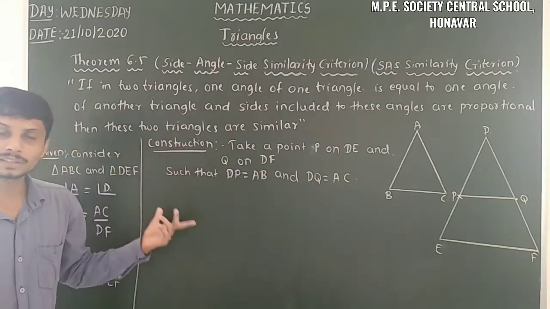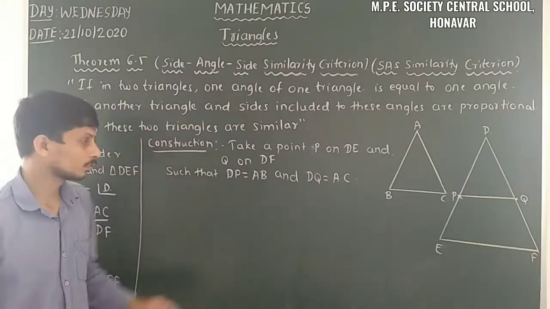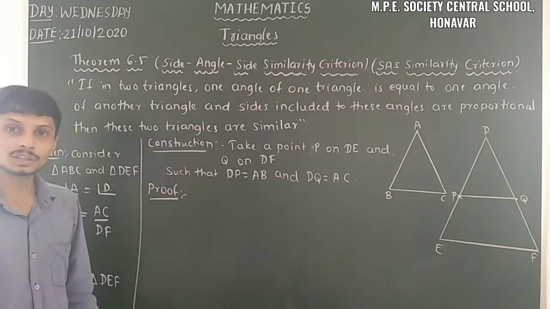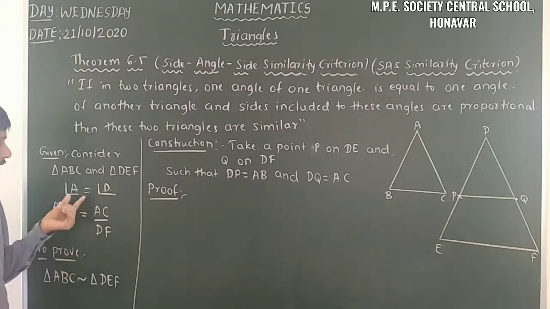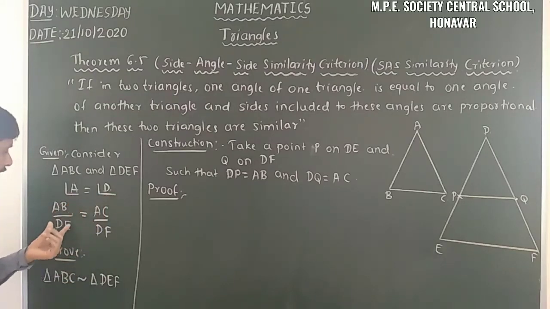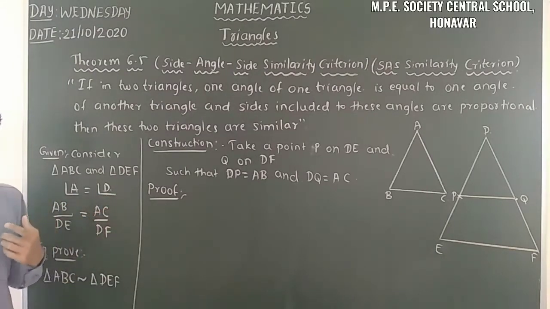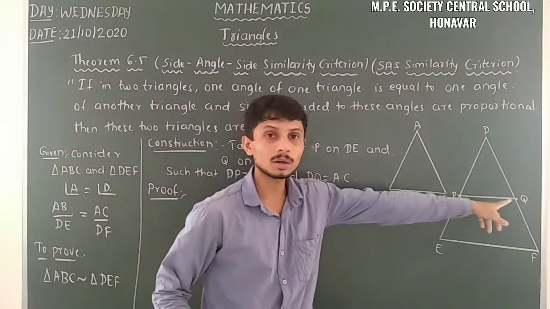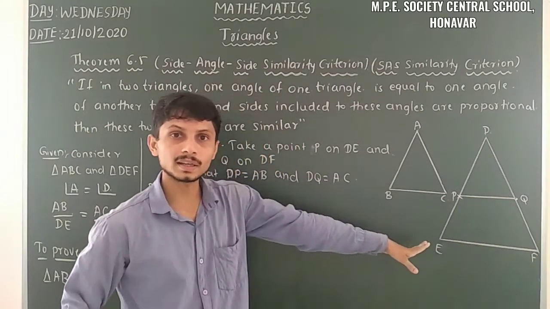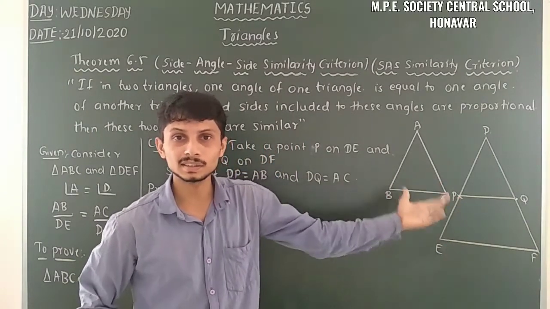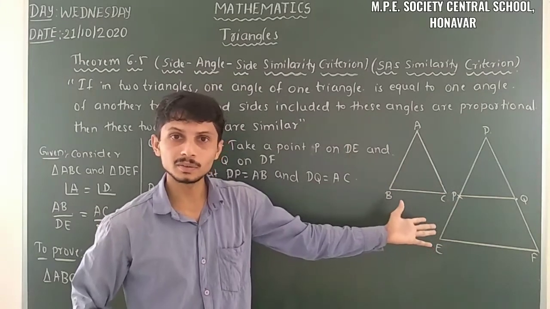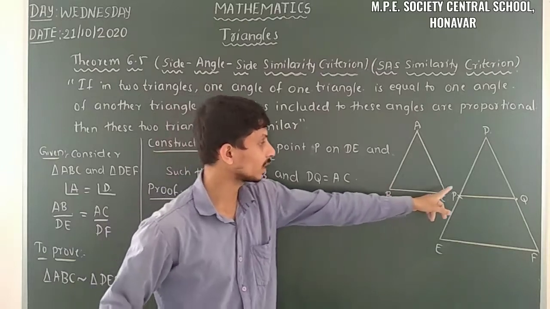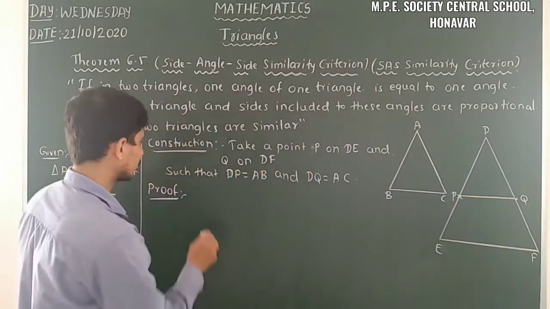After that we follow the same procedure as the proof. In the proof, we only consider the given terms, that is angle A is equal to angle D and AB by DE is equal to AC by DF. We already know from theorem 6.1 that if a line is drawn parallel to any one side of a triangle intersecting the other two sides in distinct points, then the line divides the two sides in the same ratio. That's why we take PQ parallel to EF.